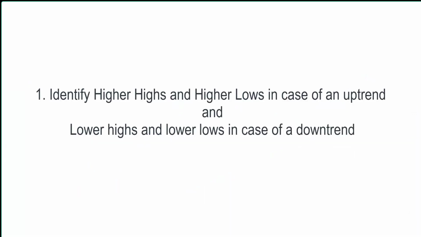So, here are my 3 ways on how to identify the trend. First, identifying higher highs and higher lows in case of an uptrend, and lower highs and lower lows in case of a downtrend. Identifying higher highs and higher lows is one of the most fundamental price action patterns used by traders and can be used on any time frame and any market.